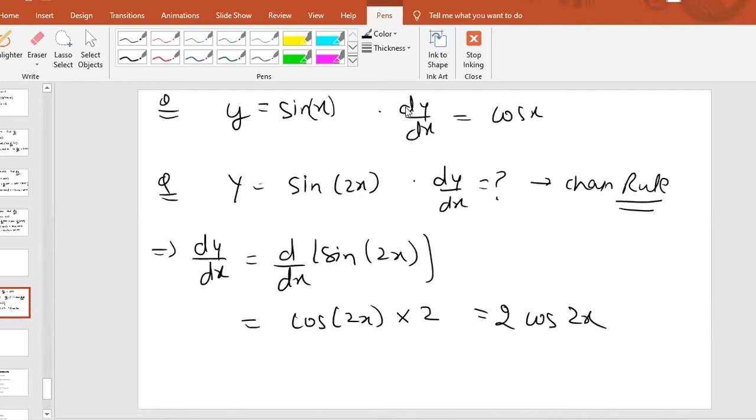That's what I'm telling you. Wait, let me explain. I'll explain chain rule in general form also. I'm just giving you the example here. If I explain in general form, it would be very difficult for you. That is why I'm giving you an example here.